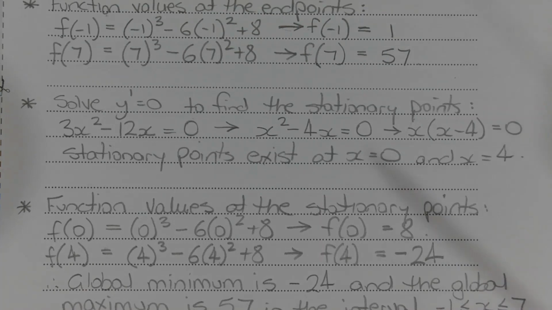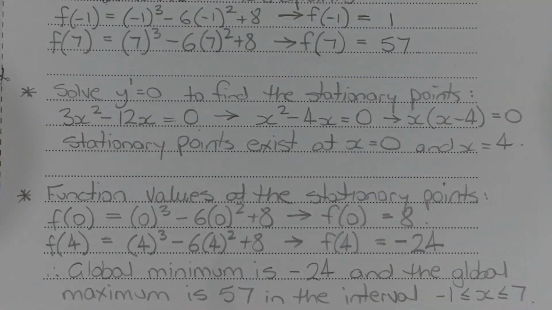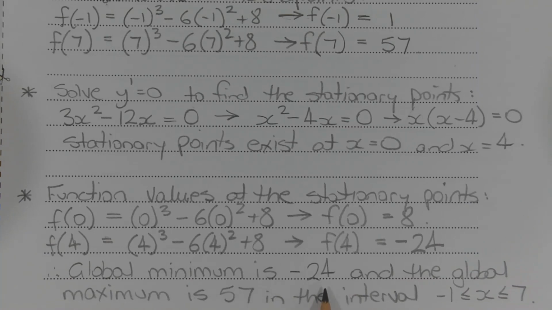So the four values that we've just found are 1, 57, 8, and negative 24. So the global minimum is the smallest of these four numbers, which is negative 24, and the global maximum is the greatest of these four numbers, which is 57. So therefore, the global minimum is negative 24 and the global maximum is 57 in the interval x greater than or equal to negative 1 and less than or equal to 7.